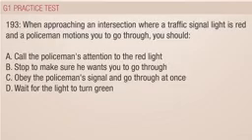Question 193. When approaching an intersection where a traffic signal light is red and a policeman motions you to go through, you should A. Call the policeman's attention to the red light. B. Stop to make sure he wants you to go through. C. Obey the policeman's signal and go through at once. D. Wait for the light to turn green.